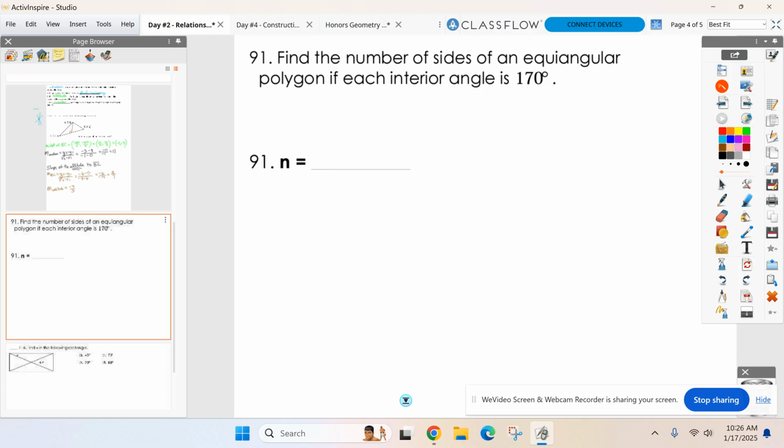Each interior angle is 170. What I like to deal with, if the interior angle is 170, is the exteriors instead. And I'll show you why. How do you find the exterior here? Ooh, hold on. Just the exterior. How do you find one? Not the sum of them. One exterior. Theo.